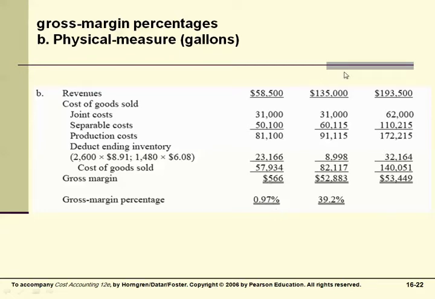And here also the same for the second product, milk chocolate. Total revenues calculated here. Total production costs minus ending inventory will result in cost of goods sold. Total revenues minus cost of goods sold will result in gross margin. Gross margin amount divided by total revenues will result in gross margin percentage.